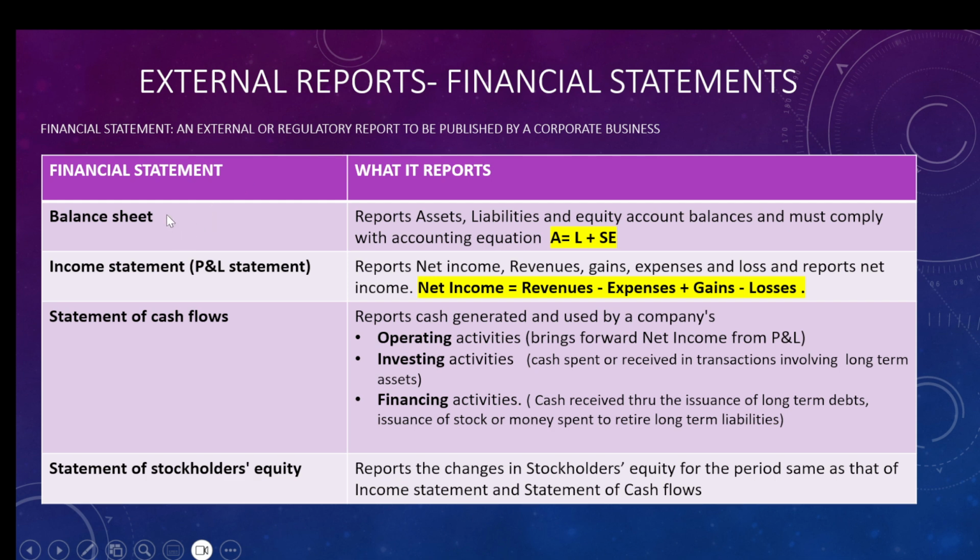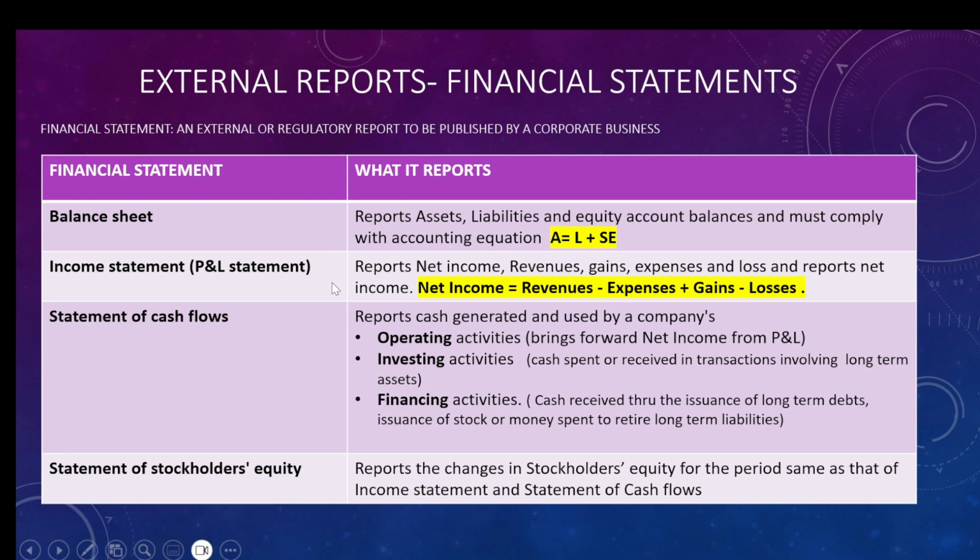A balance sheet, an income statement or a profit and loss statement, a statement of cash flows, and a statement of stockholders' equity. These are all various financial statements. And what does it report? A balance sheet reports the assets, liabilities, and the equity account balances, and must always comply with the accounting equation A = L + SE that we saw in our earlier slide.